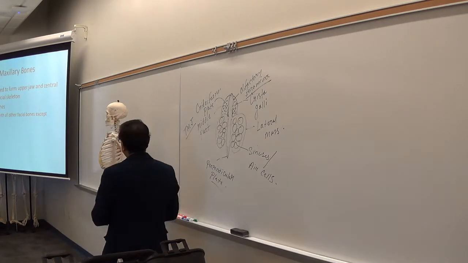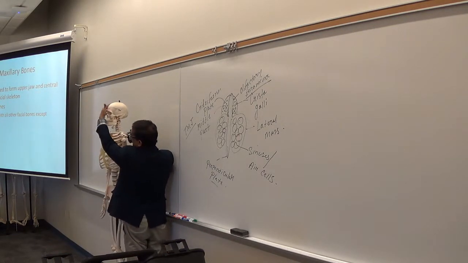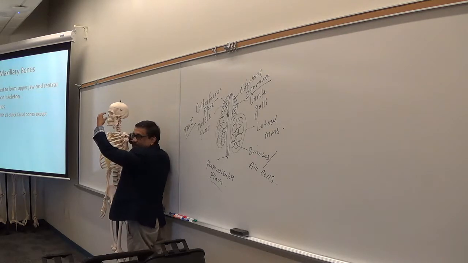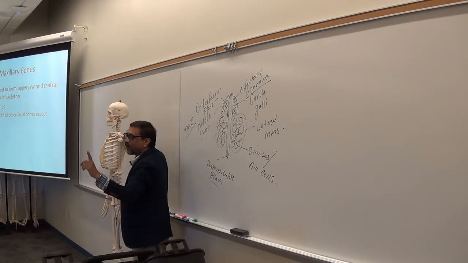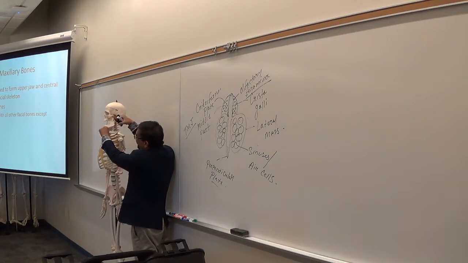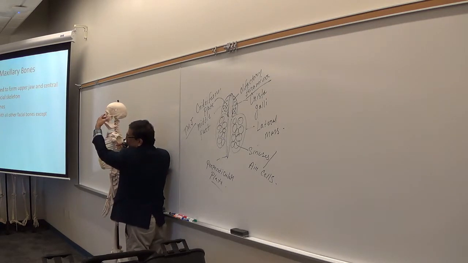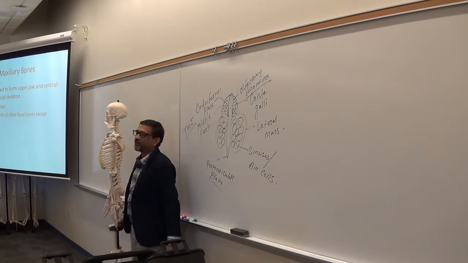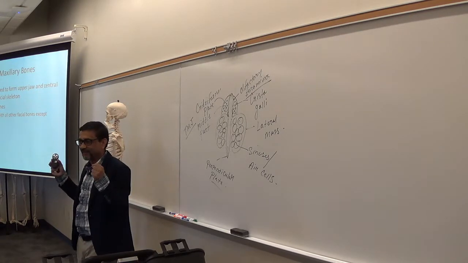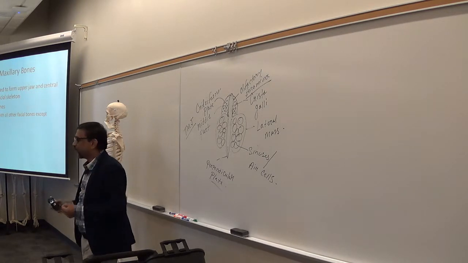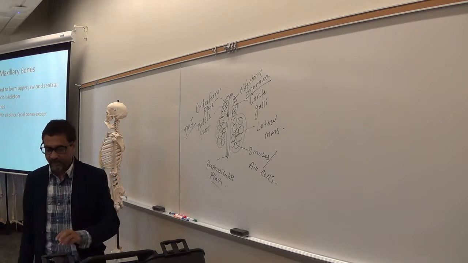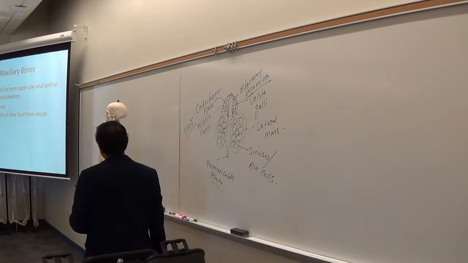Why? Because if you look at the entire face, this bone is sitting in the middle, right? Sitting in the center. All facial bones, except the mandible, are attached to the maxilla. The mandible is only attached to the temporal bone. So basically the maxilla is sitting in the middle and holding all the other bones. That's why the maxillary bones are called keystone bones.